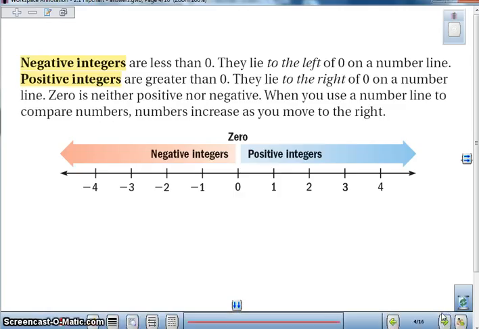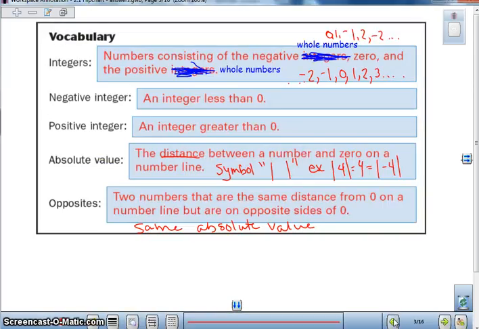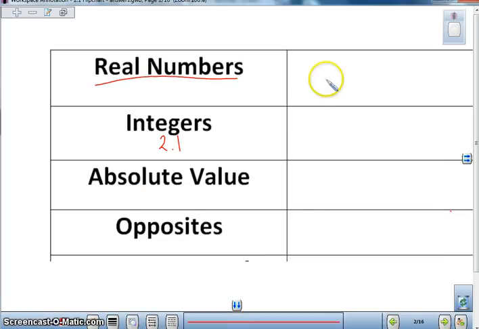This is just another picture to show you negative integers, and actually all negative real numbers are going to be to the left. Positive integers are going to be to the right. If we were looking at this, the one thing we didn't fill in was your real numbers. What are the real numbers? They are every number on the number line. So please make sure you put that down.